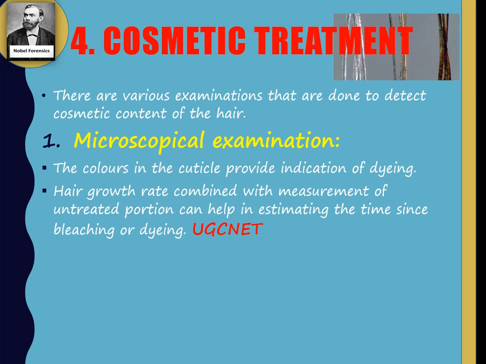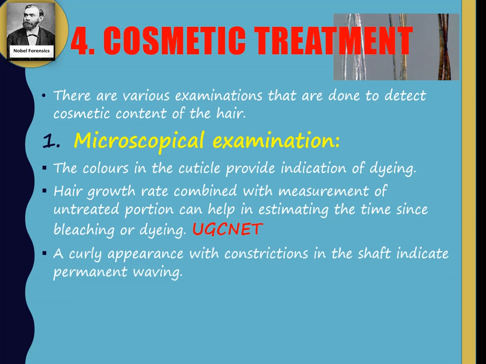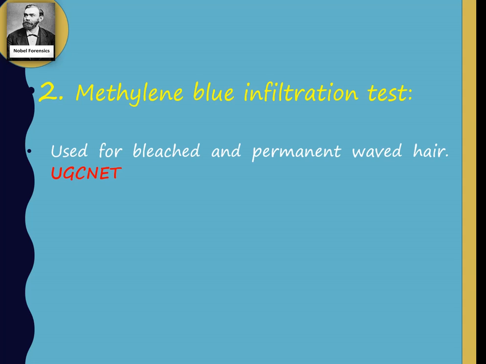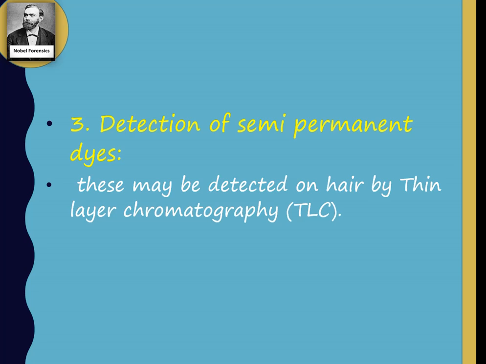If it is a 1 mm uncolored portion of the hair, then it should be around 1 month since the person bleached his hair. This is also a previous question in UGC NET. And a curly appearance with constrictions in the shaft indicates permanent waving. With permanent waving, hair will get a curly appearance. Then examination under scanning electron microscope can reveal thickly applied hair sprays. Then the methylene blue infiltration test is used for bleached and permanent waved hair. This is also a UGC NET previous question.